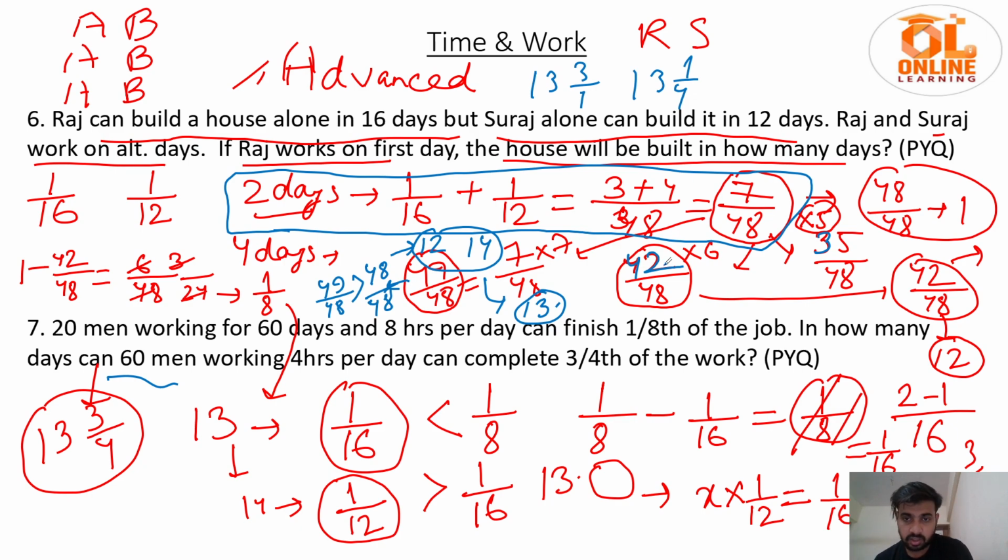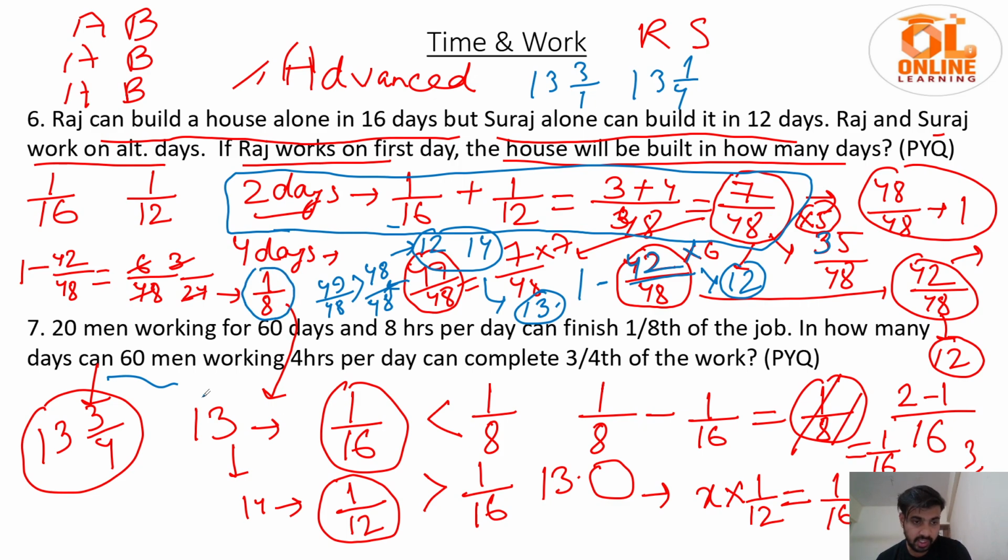Okay, then we will wait after 42 by 48. 42 by 48, that means we have multiplied by 6. 6 means 12 days of work, because this 7 by 48 is 2 days of work. So if you are multiplying with 6, you are taking 12 days of work. That is 6 days of Suraj and 6 days of Raj. Now then we have tried to find out how much work is still left. So that is 1 minus 42 by 48. That is 1 by 8.